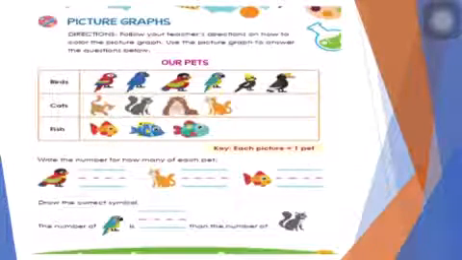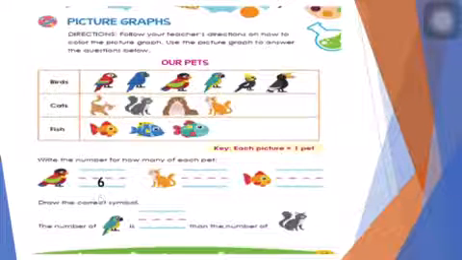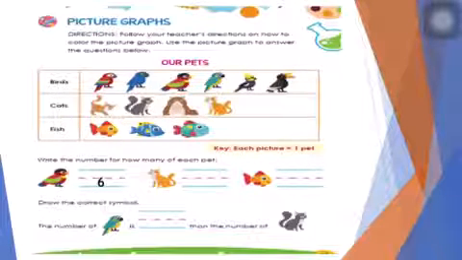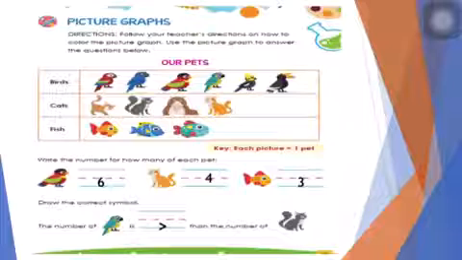Let's answer together. Here, how many birds? Count with me. 1, 2, 3, 4, 5, 6. And how many cats? 1, 2, 3, 4. And how many fish? 1, 2, 3. Here, the number of birds is greater than the number of cats.